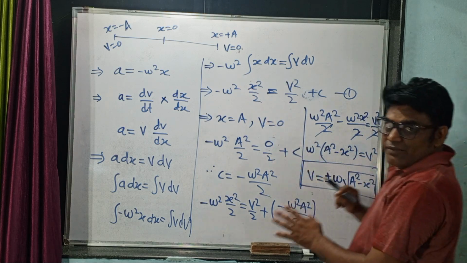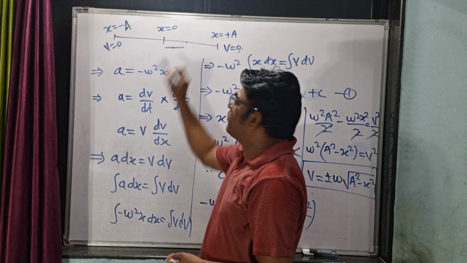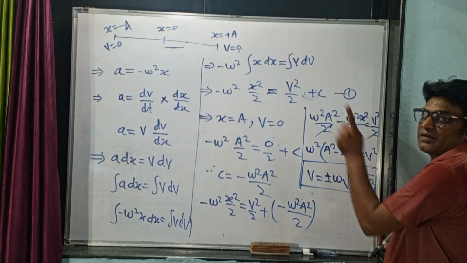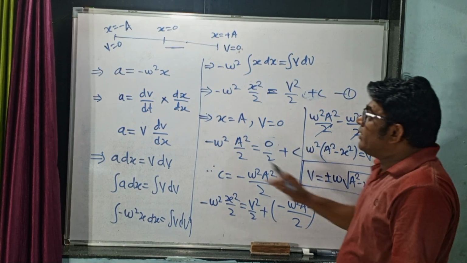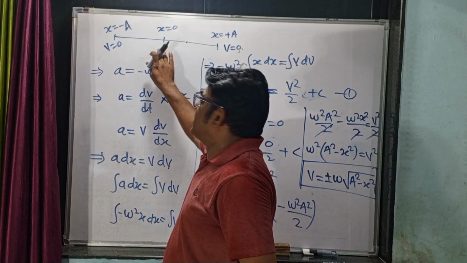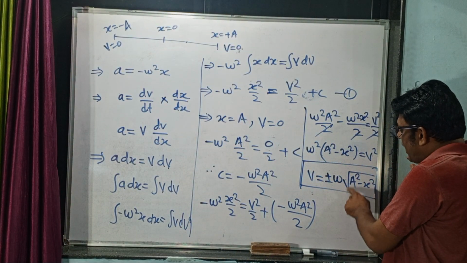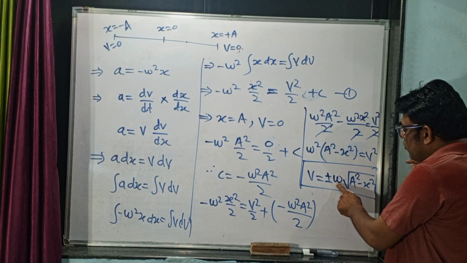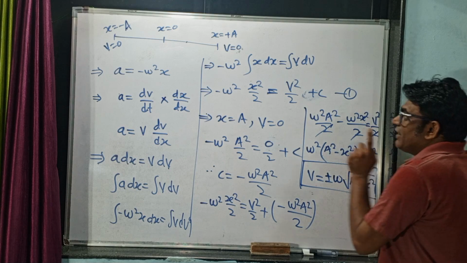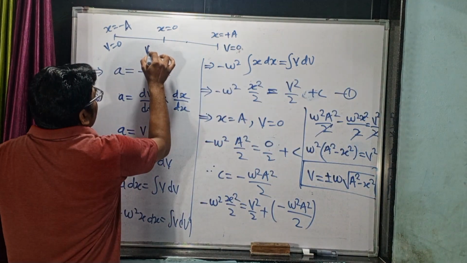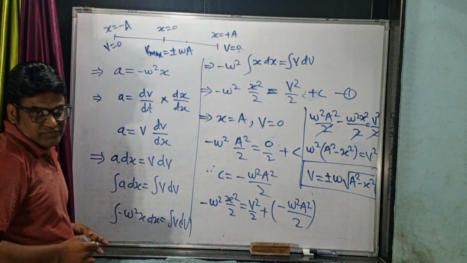And in general, anywhere, suppose particle is coming here, this value of x we can put and you can get the velocity at that place. Correct or not? Now when particle is at mean position, x is equal to 0. So it will become omega under root a square minus 0. So omega under root a square. Under root a square is a. So omega a. So here velocity will be maximum at mean position. That value is plus or minus omega a.